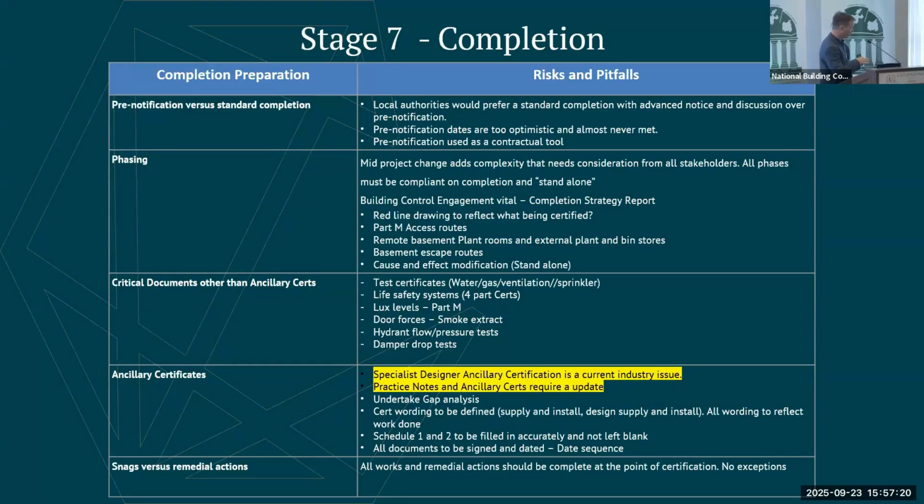So we would always do a completion strategy report, just to explain to them with drawings and descriptions what the phase is going to look like, what's in, what's out. Here's a red line drawing. Not just for building control, but for the design team and the client as well.